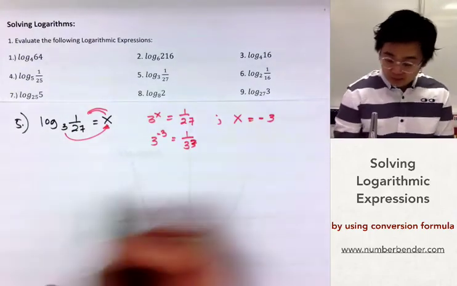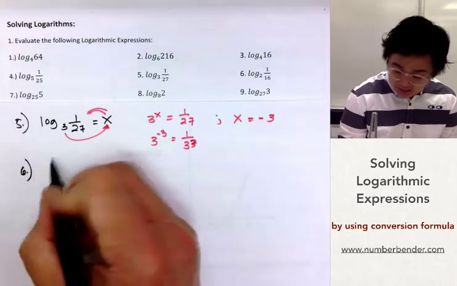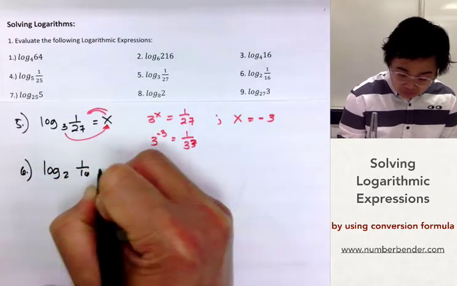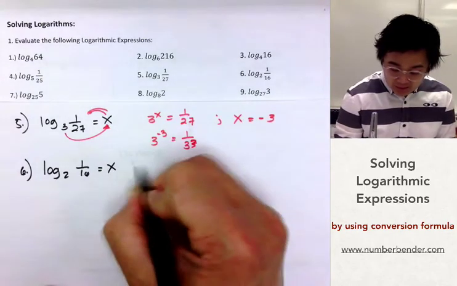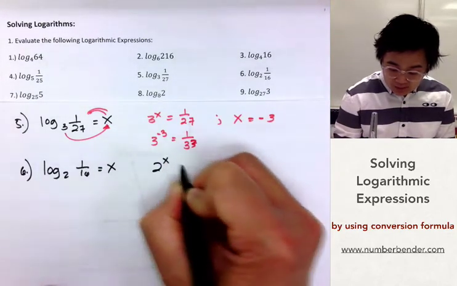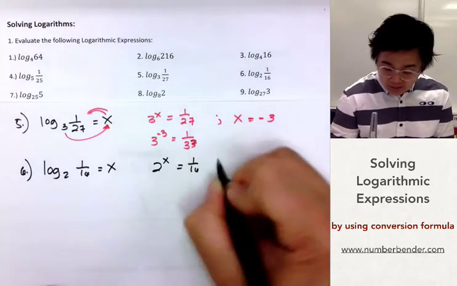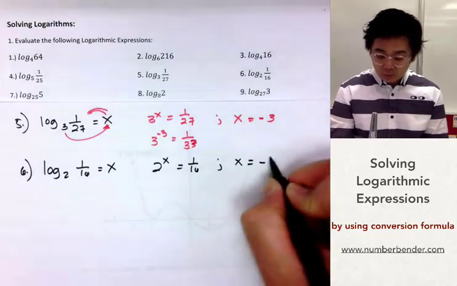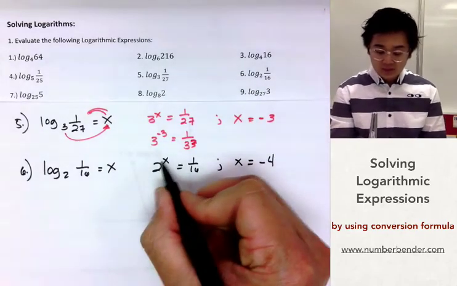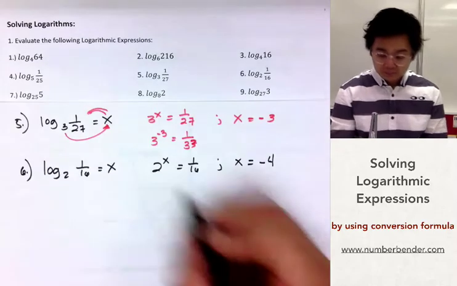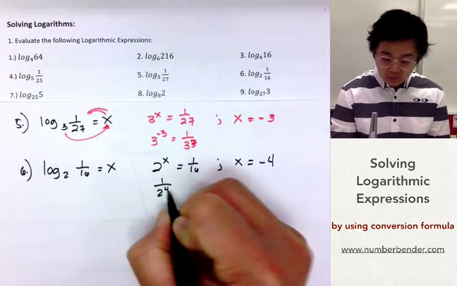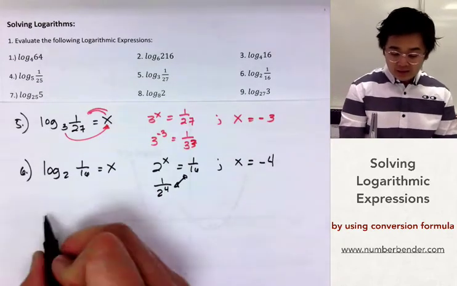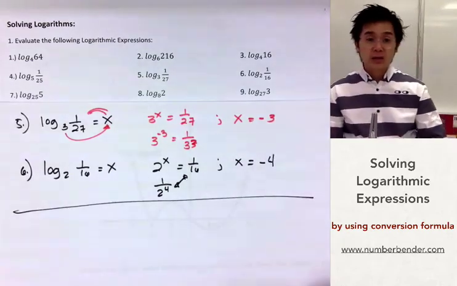So for number 6, the last one in the set, if we have logarithm of 1 over 16 base 2 and equate it to x, we can change it into 2 to the x equal to 1 over 16. And the exponent that we're looking for is going to be negative 4, because if this is negative 4, it will turn into 1 over 2 to the 4, and it will equal 1 over 16. Now that is the third set in our examples.